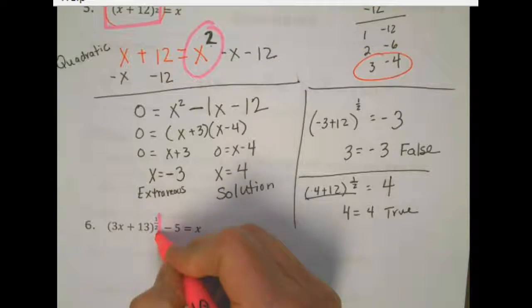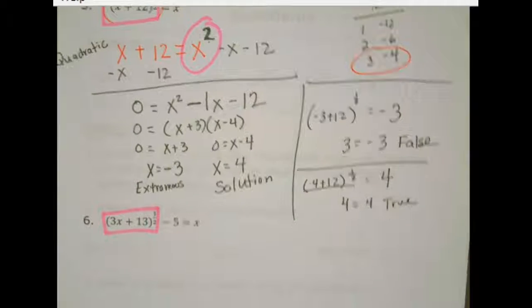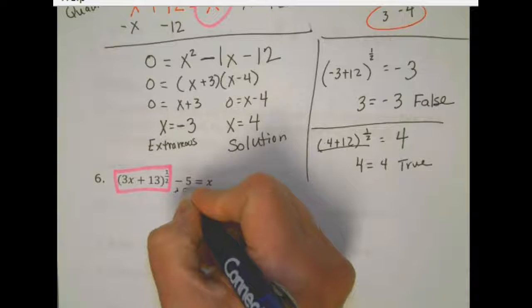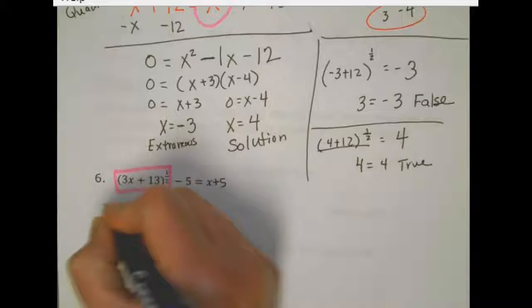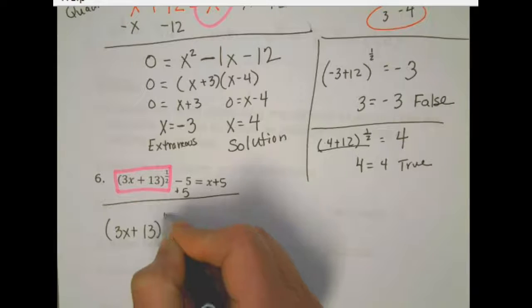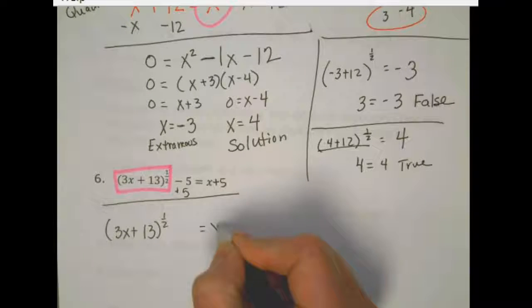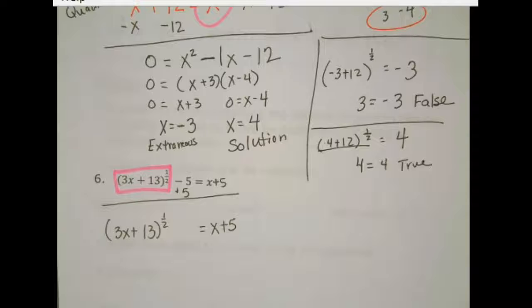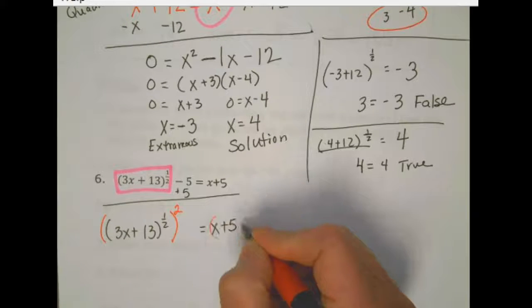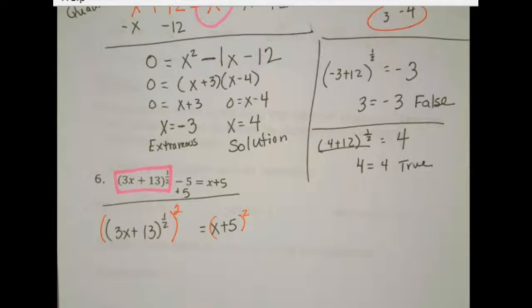The first word in the first step is isolate. This part right here needs to be by itself. What are you going to do with the 5? So this is going to be 3x plus 13 raised to the 1/2 power equals x plus 5. What do you do to get rid of a 1/2 power? Square both sides.